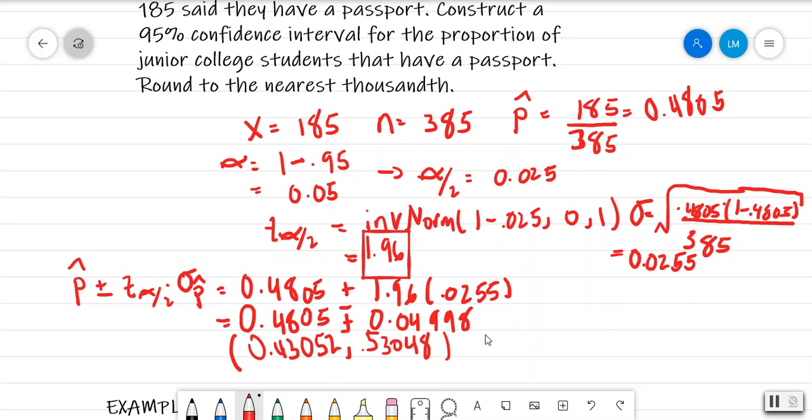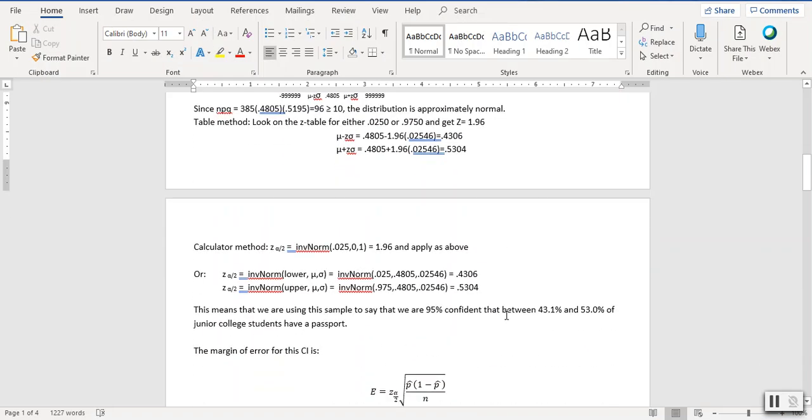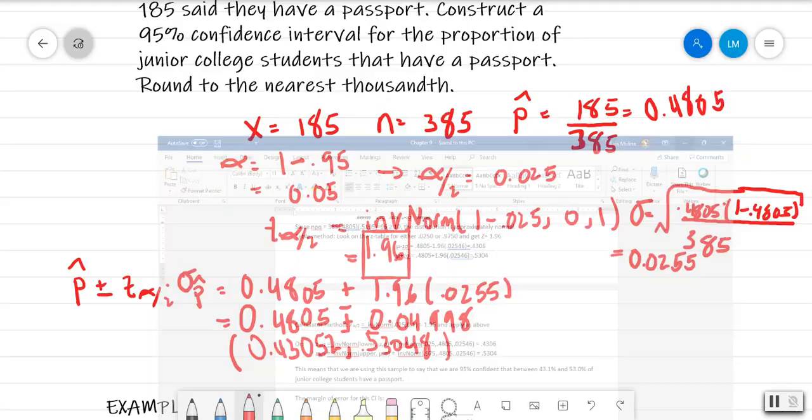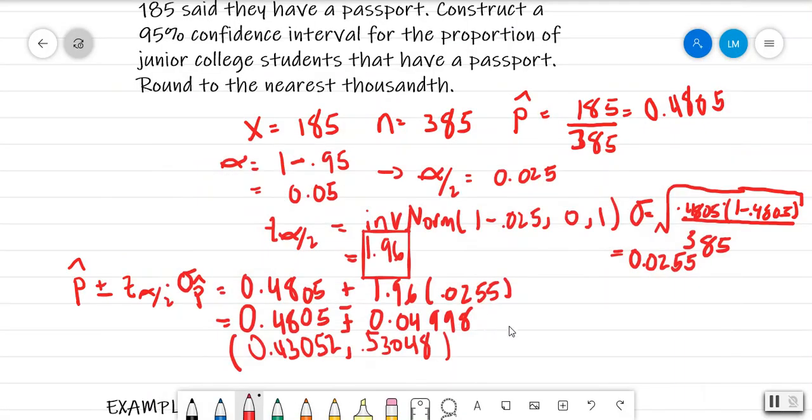If you want to phrase it, there's approximately 43.1% to 53% of junior college students that have a passport. And then that would be it. So you could say 43.1% to 53.0%. That's the proportion that we should expect to have passports.